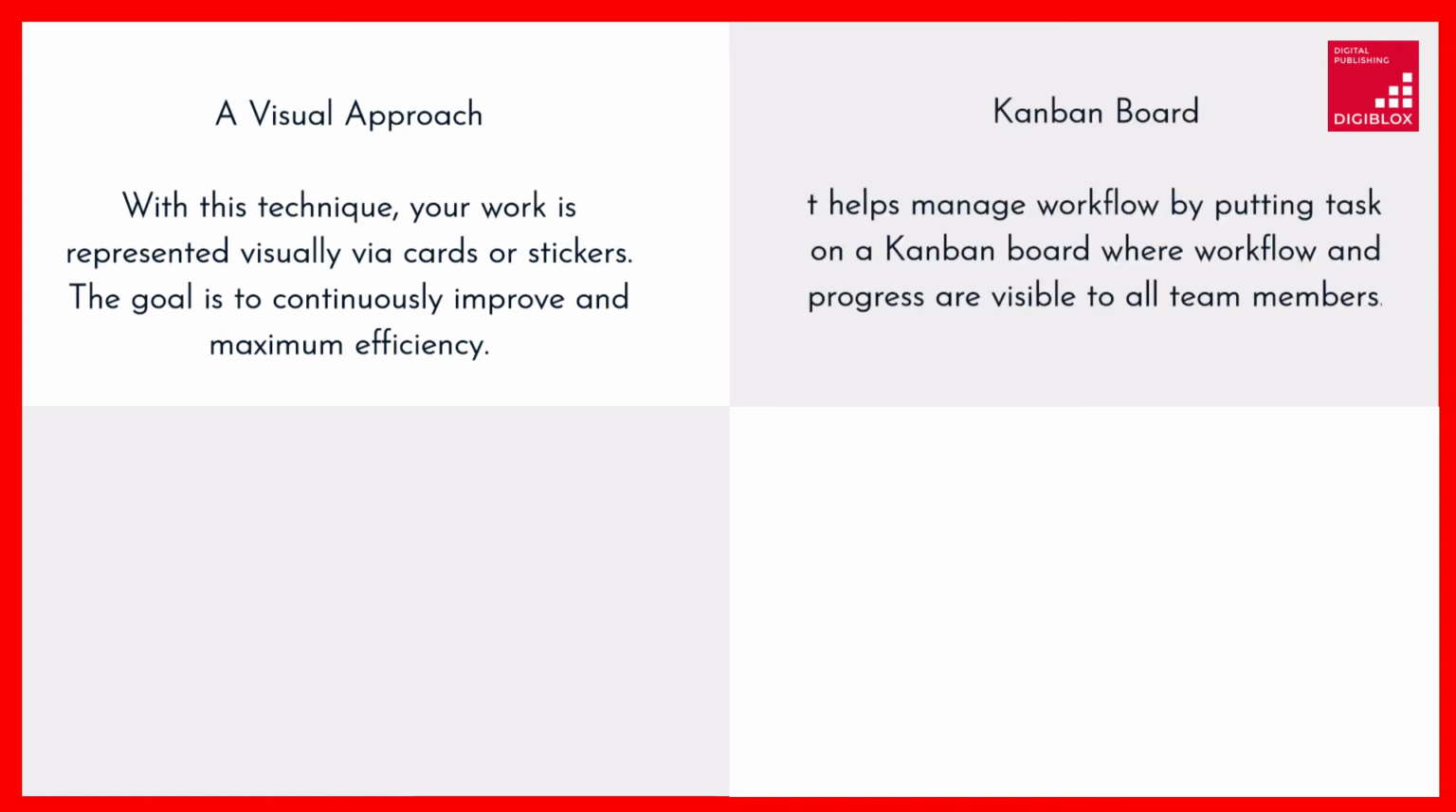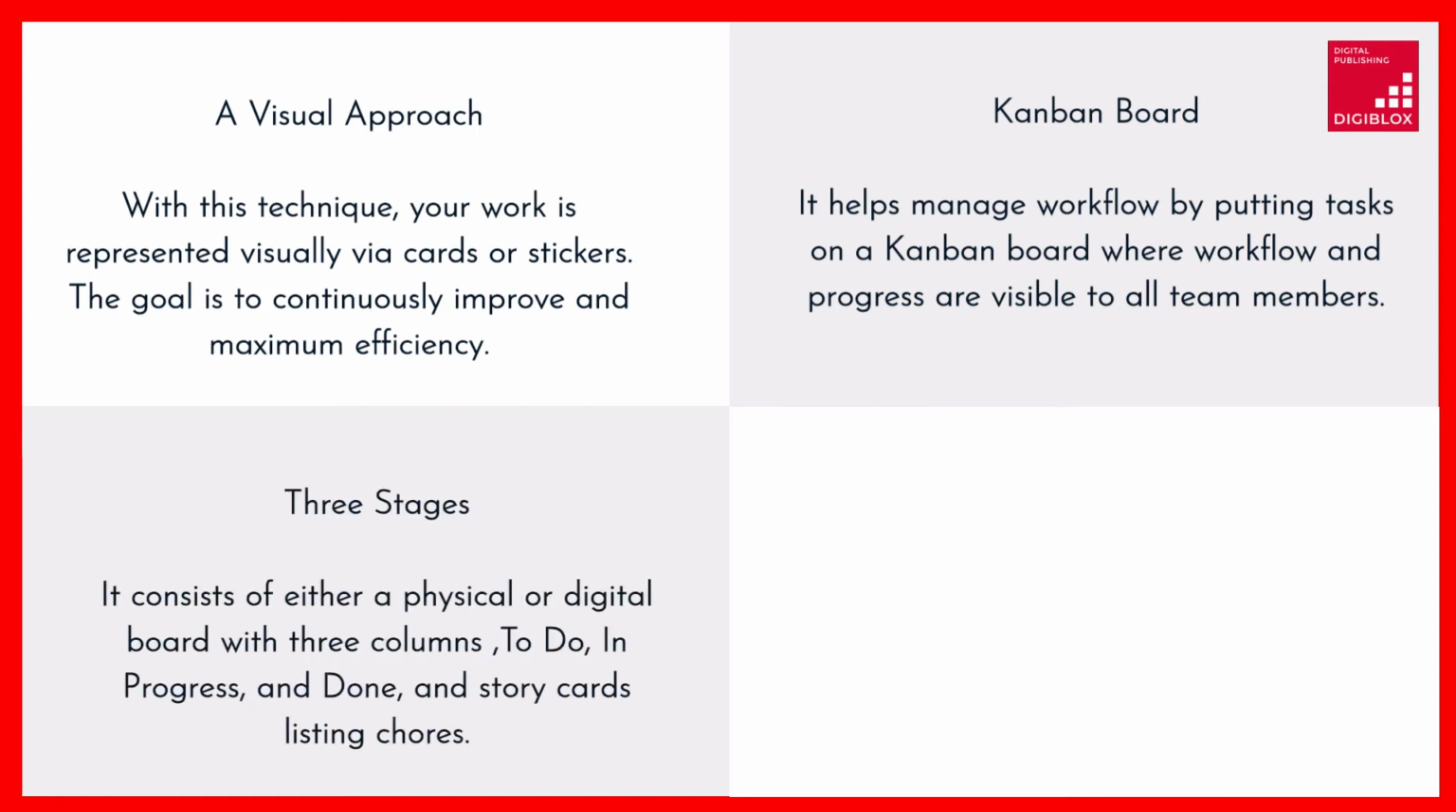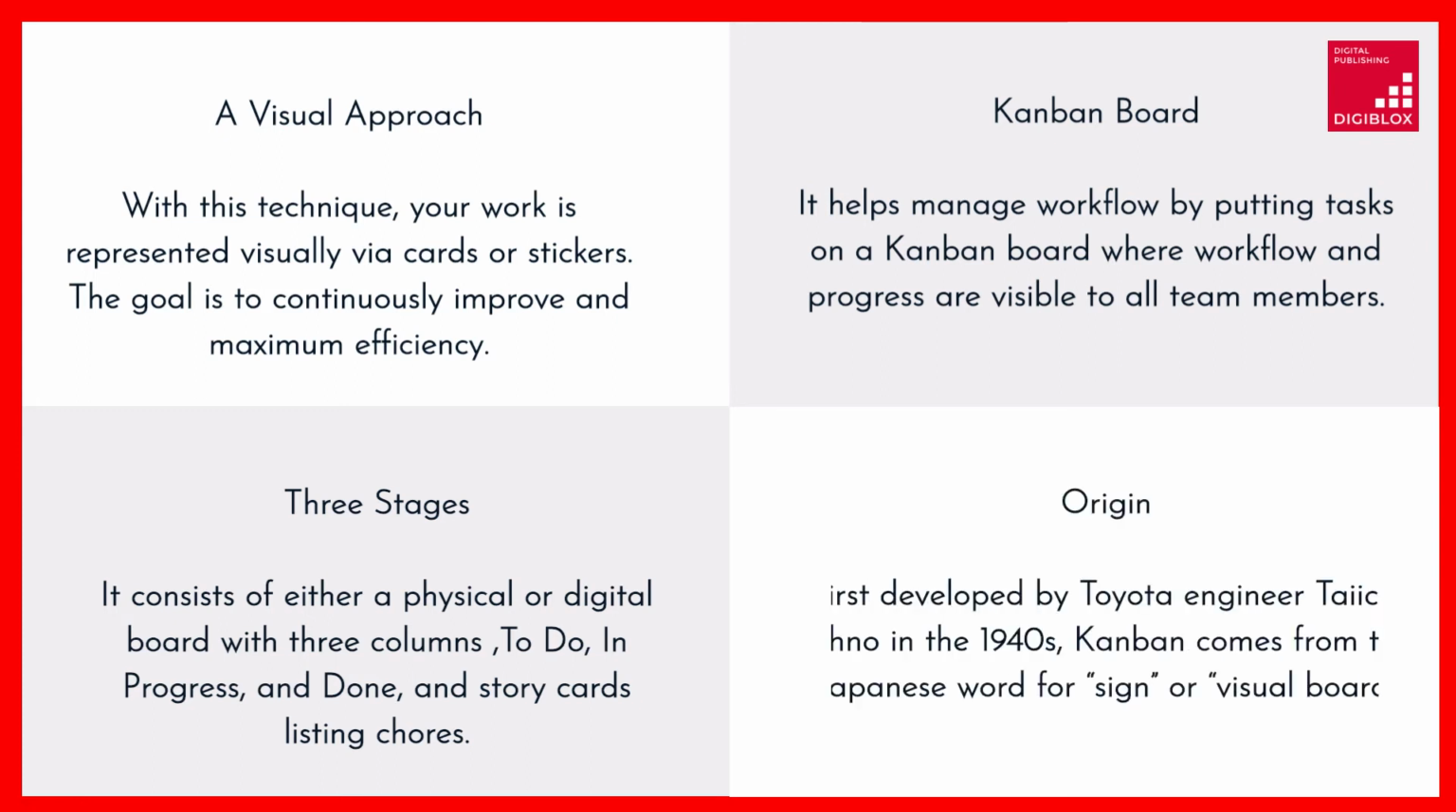It helps manage workflow by putting tasks on a Kanban board where workflow and progress are visible to all team members. This gives a clearer picture of the tasks that need to be completed or are already finished. Its fundamental component is either a physical or digital board with 3 columns: to do, in progress, and done, and story cards listing chores.